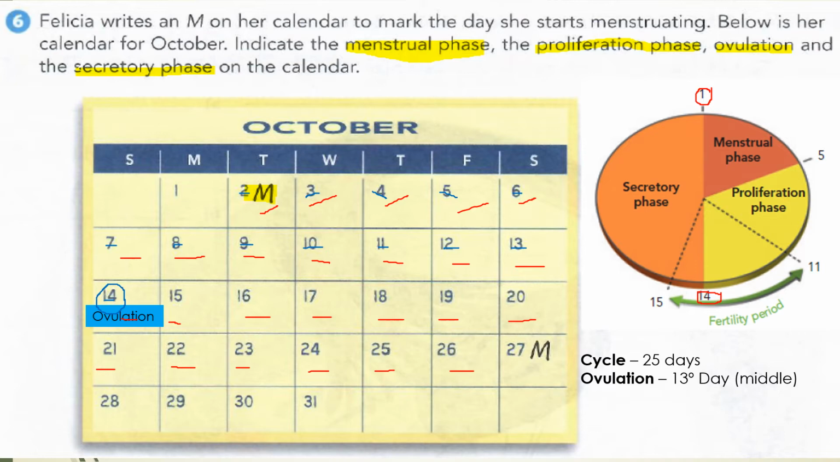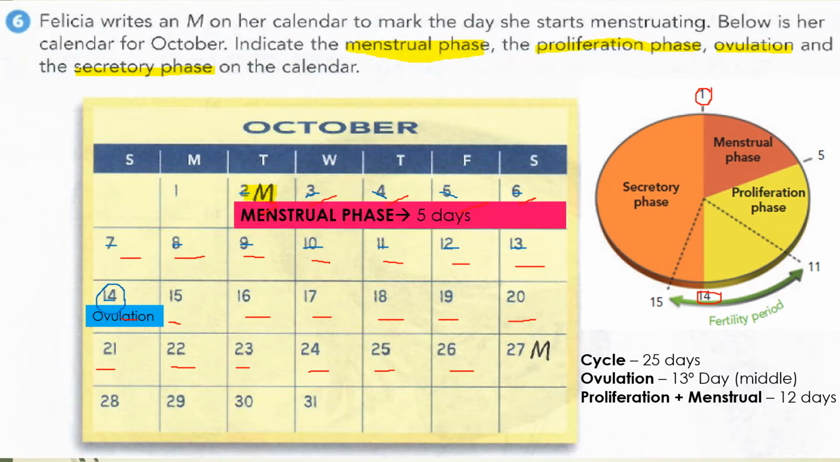The menstrual phase will usually be 5 days, as you can see in this diagram, from day 1 to day 5. Okay, and the proliferation phase is just after the menstrual phase and before the ovulation. So the proliferation phase can vary between 6 to 14 days. In this case, it's 7 plus 1, 8 days usually.